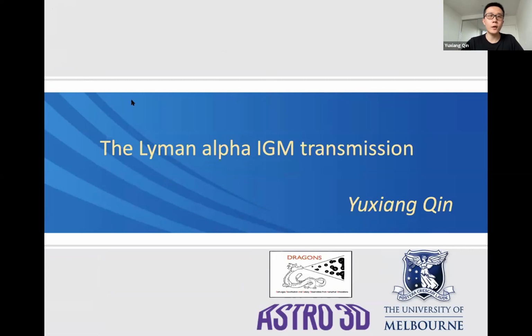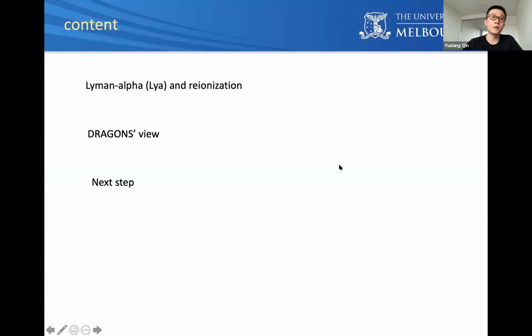Good afternoon, everyone. My name is Yuxiang Chen. I'm a postdoc at Uni Melbourne. Today I will be talking about Lyman alpha transmission in the intergalactic medium during the epoch of reionization. I should also say that this is different from what we were planning to talk about, but this is an ongoing, almost finished project, so we would like to hear some feedback from you guys. I hope you don't mind me changing the topic at the last minute.